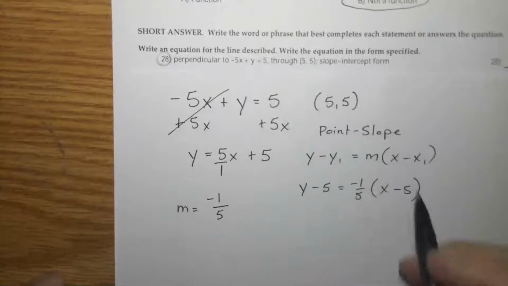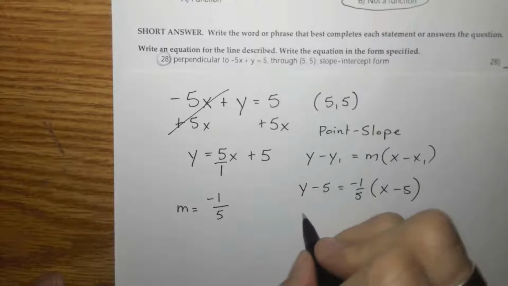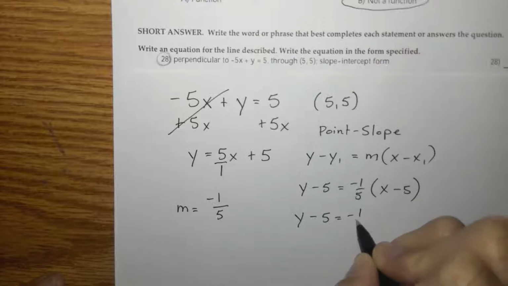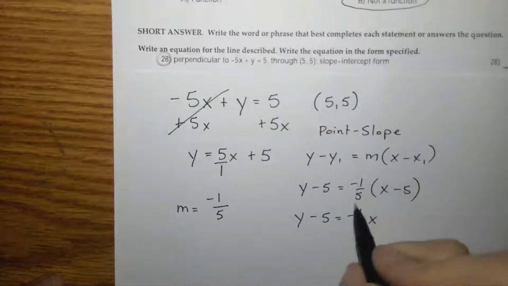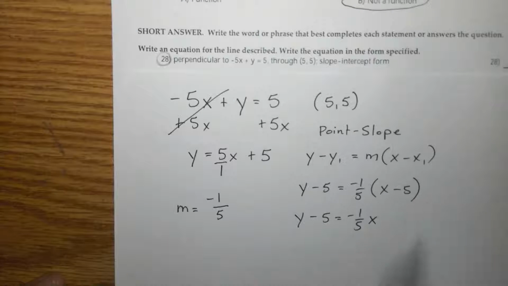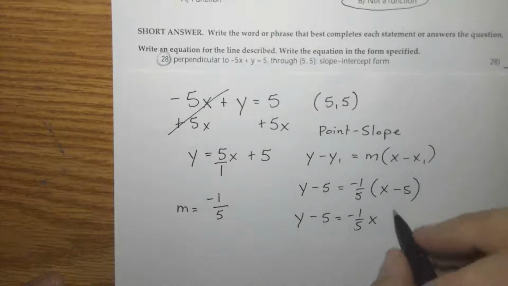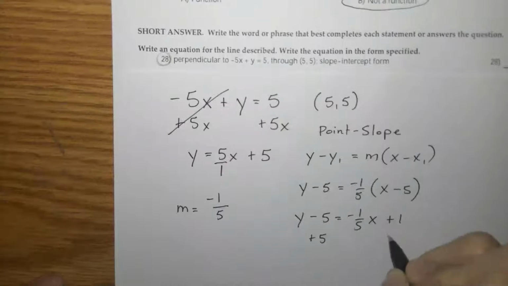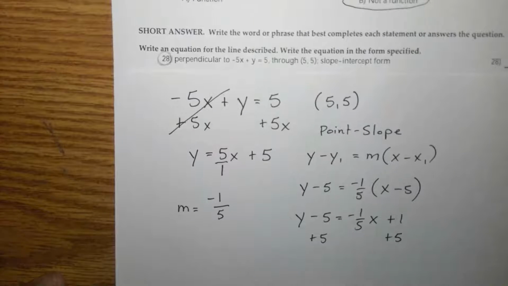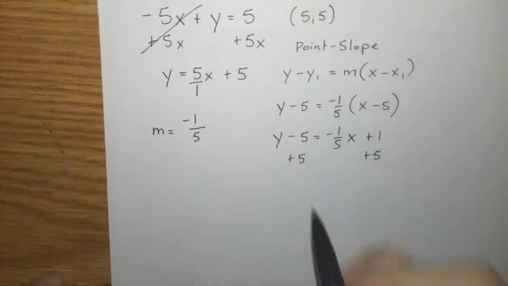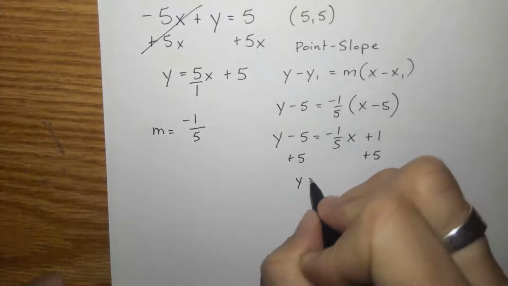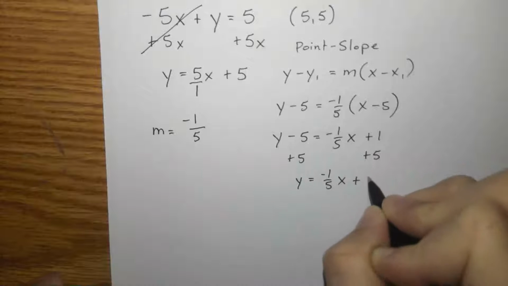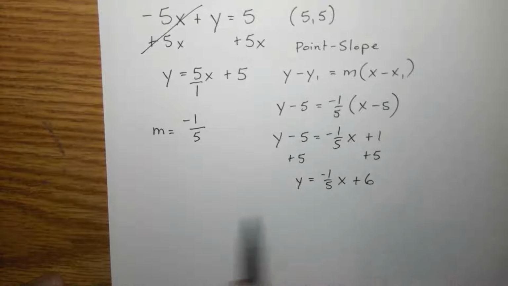And so let's distribute this. So to get y minus 5 on this side, we get a -1/5 x, and a -1/5 times -5 is going to be a +1. And then we're going to add 5 to this, add 5 to this, that way we're getting y by itself. And so we get y equals -1/5 x plus 6. That's our answer there.